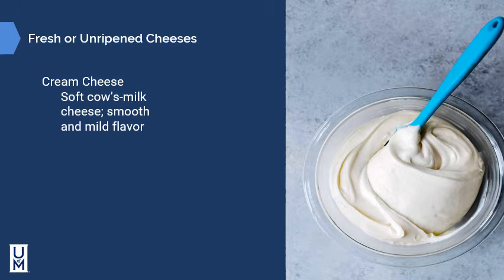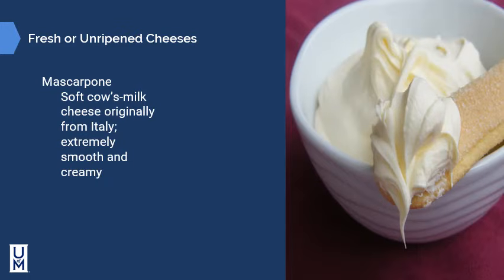Fresh or unripened cheeses consist of things such as cream cheese. It's a soft cow's milk cheese, smooth and mild in flavor. Mascarpone, which is soft cow's milk cheese originally from Italy, extremely smooth and creamy. You might see this in a tiramisu.